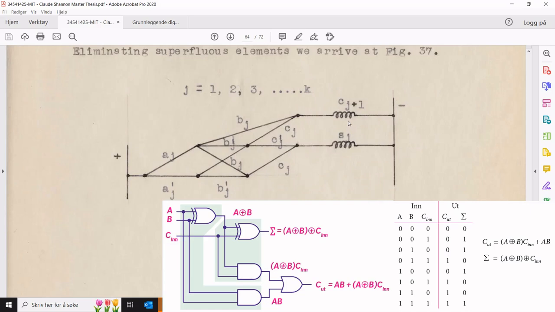So the sj, the sigma, can be written as a XOR'd with b, XOR'd with cj.